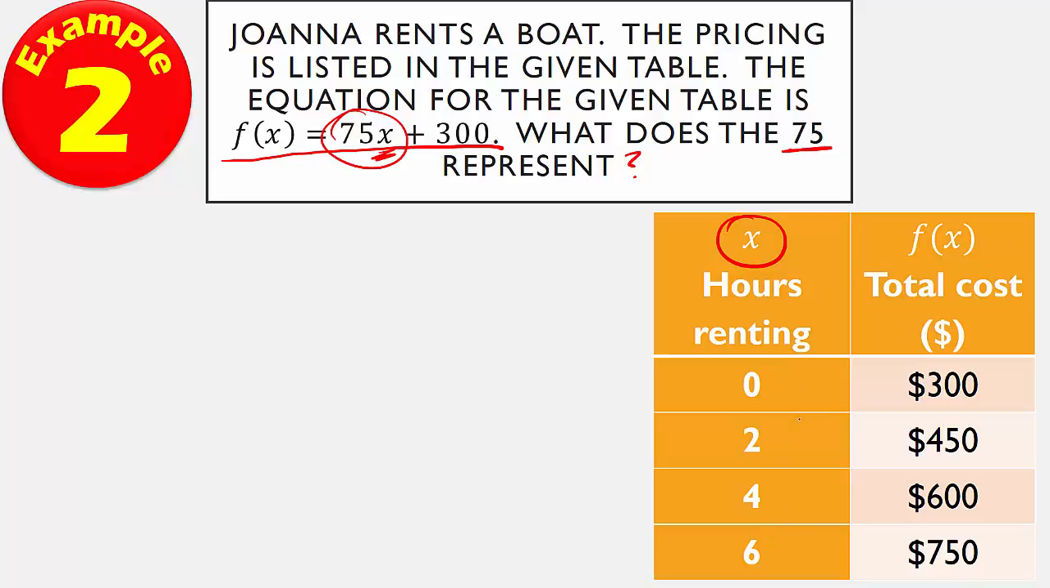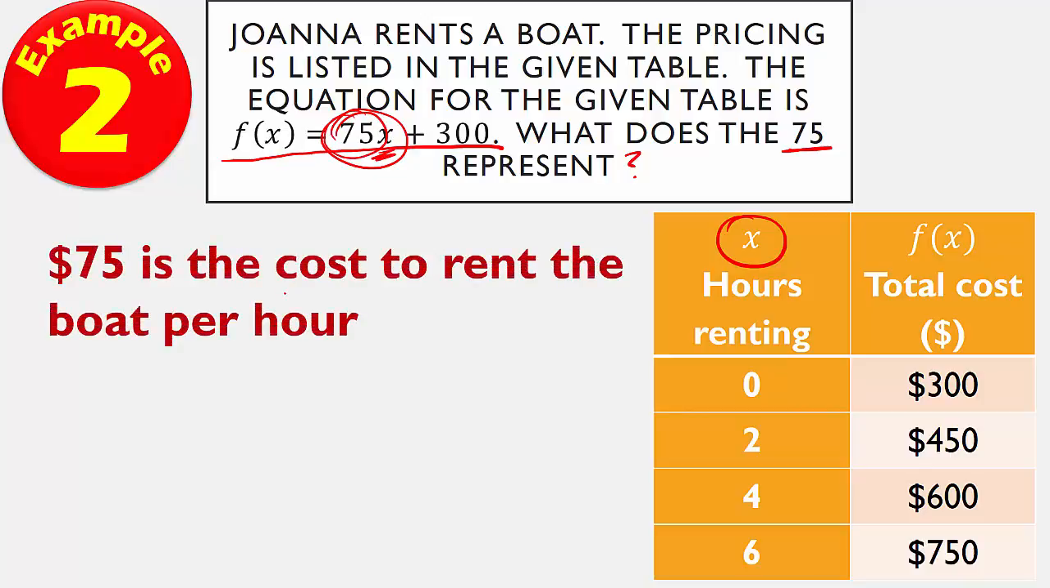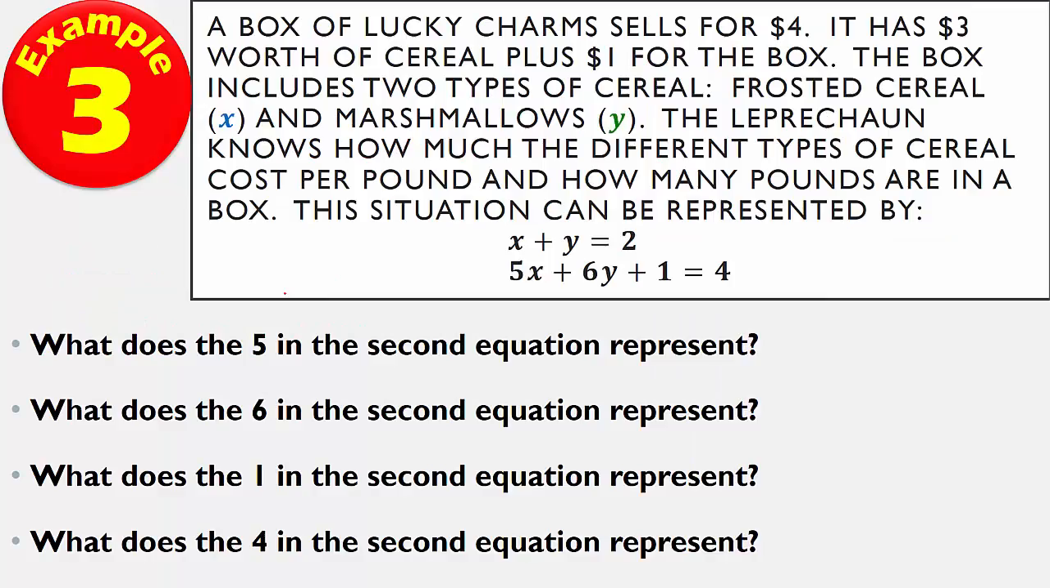means, or what it stands for in this problem is the number of hours that you're renting the boat. And you can see that as your hours go up, the total cost goes up. So if we rented for 2 hours and we plug that in, our total cost would be 75 times 2, which is 150, plus 300 is 450. So that matches. So then this 75 must be the cost per hour to rent the boat. Okay, again, fairly straightforward.